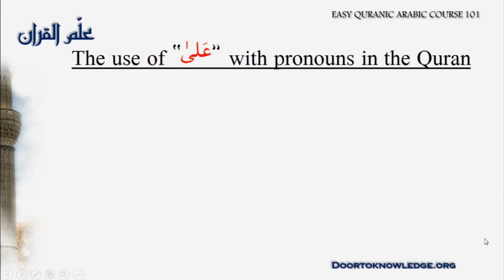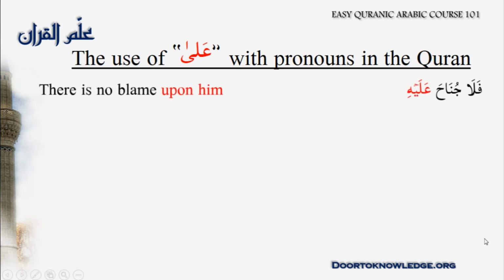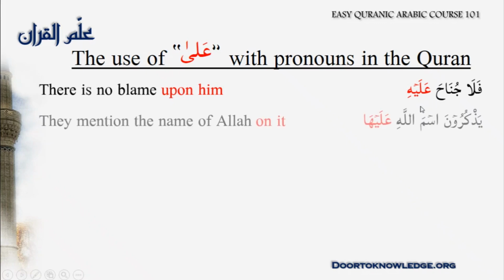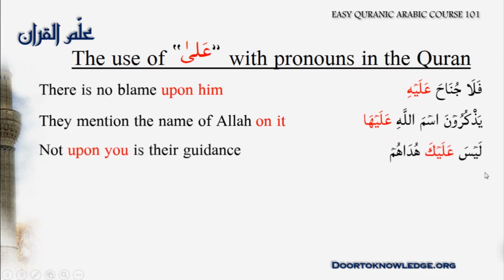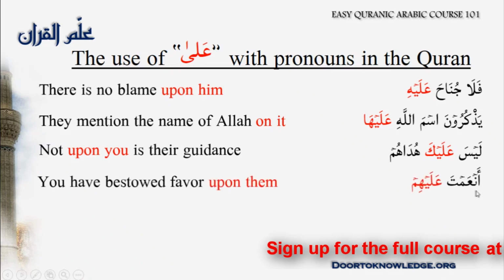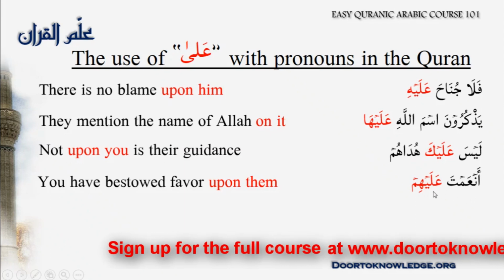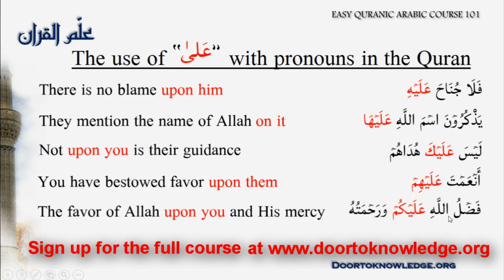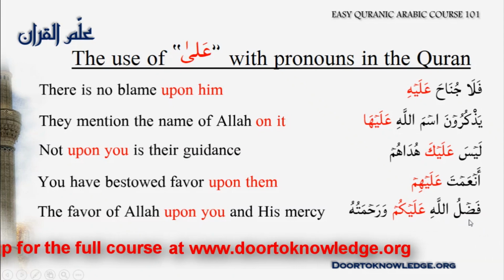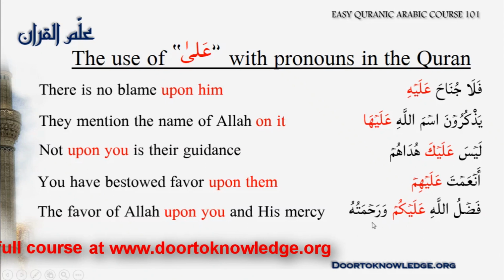Fikum, among you. The use of ala with pronouns in the Quran. فَلَا جُنَاحَ عَلَيْهِ, there is no blame upon him. عليه, upon him. يَذْكُرُونَ اسْمَ اللَّهِ عَلَيْهَا, they mention the name of Allah on it. عليها, on it. لَيْسَ عَلَيْكَ هُدَاهُمْ, not upon you is their guidance. عليك, upon you. أَنْعَمْتَ عَلَيْهِمْ, you have bestowed favor upon them. عليهم, upon them. فَضْلُ اللَّهِ عَلَيْكُمْ وَرَحْمَتُهُ, the favor of Allah upon you and His mercy.